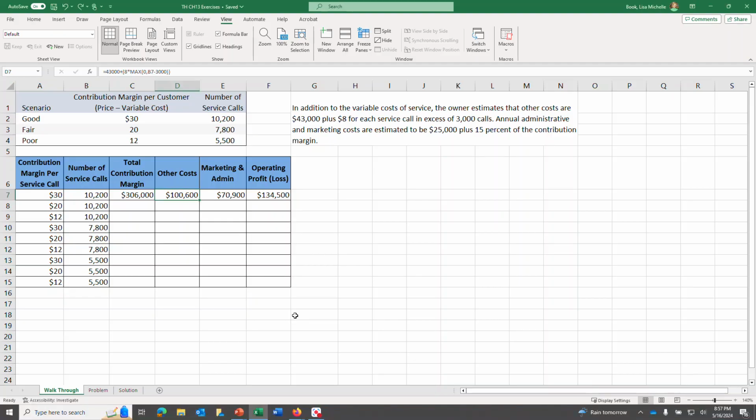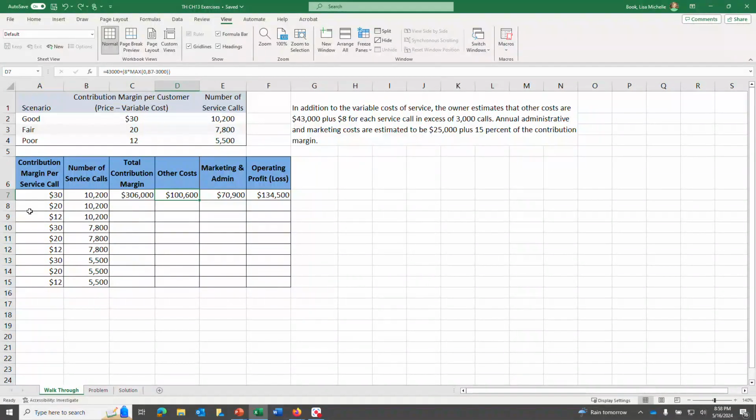So let me go ahead and pivot over here to my spreadsheet, and I've already started to fill out the absolute best situation of contribution margin per service call of $30 and number of service calls of 10,200. Keep in mind, we want every combination of contribution margin per service call and number of service calls to get all those different situations of operating income. So let me start to explain how I got total contribution margin. I simply took my cell in column A of $30 in contribution margin per service call times the number of service calls in column B of 10,200, and that gave me total contribution margin of $306,000.